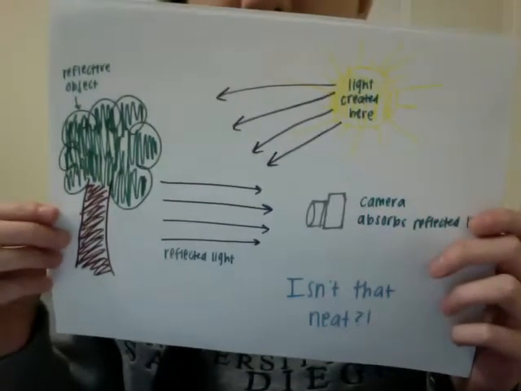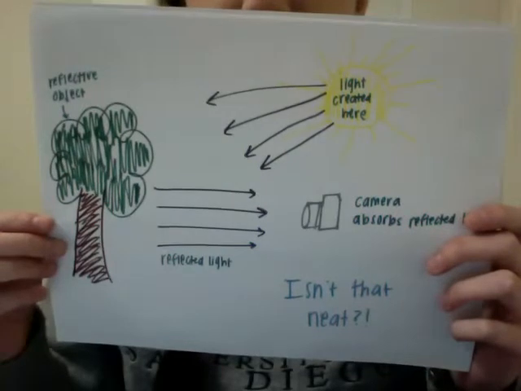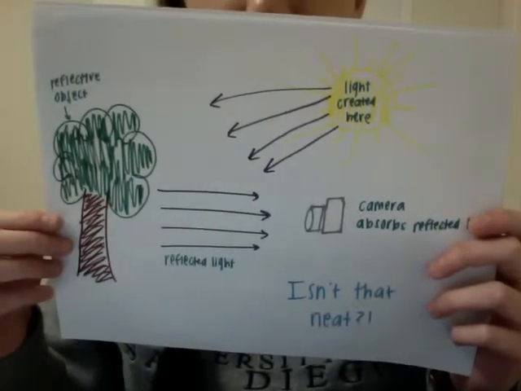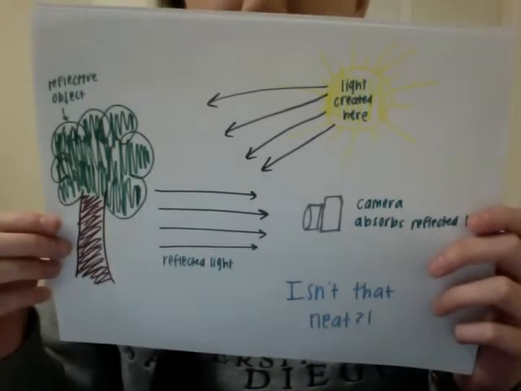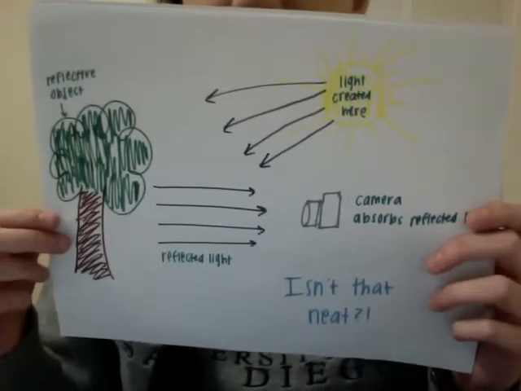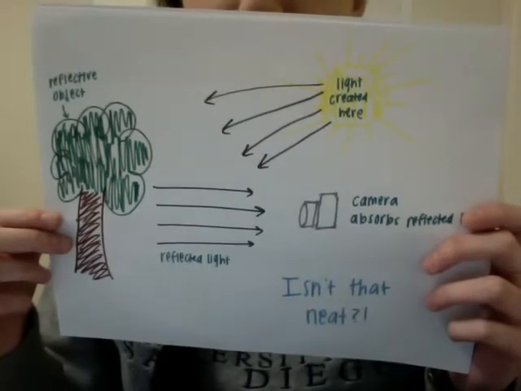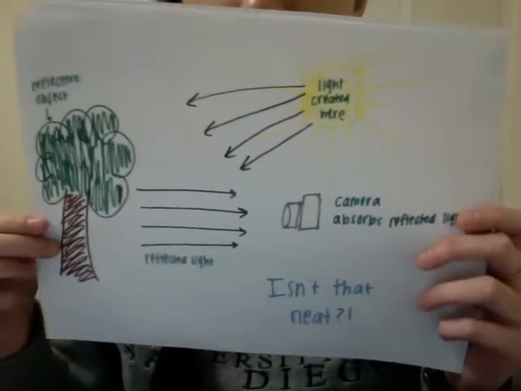But how does it reflect green light to make it appear as if the tree looks green? Well, the tree absorbs different colors within the visible color spectrum, and the colors that it does not absorb, in this instance green, is the color that it reflects. Objects such as a camera can absorb the reflected light given off from these objects.